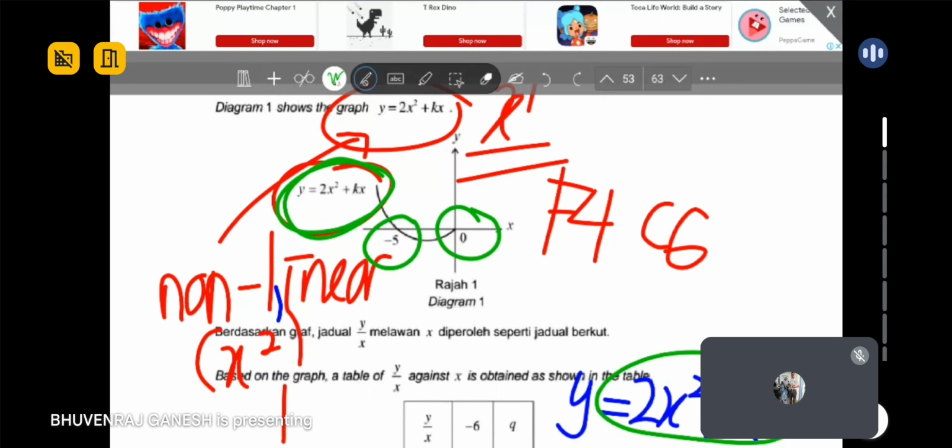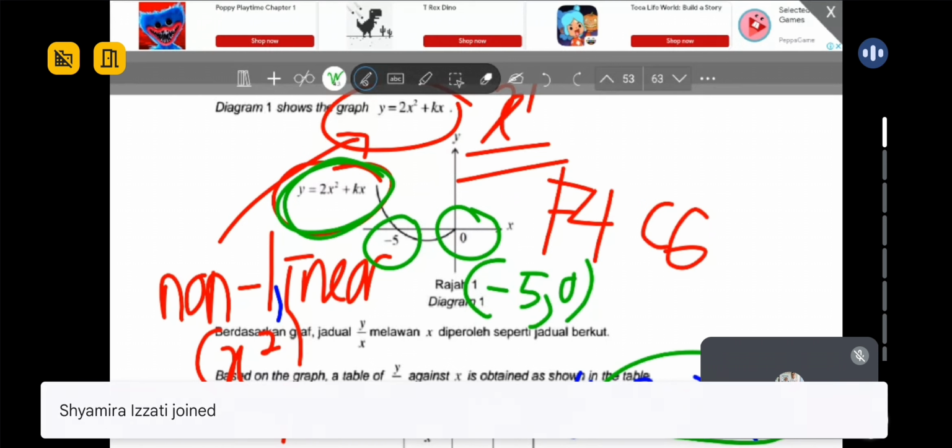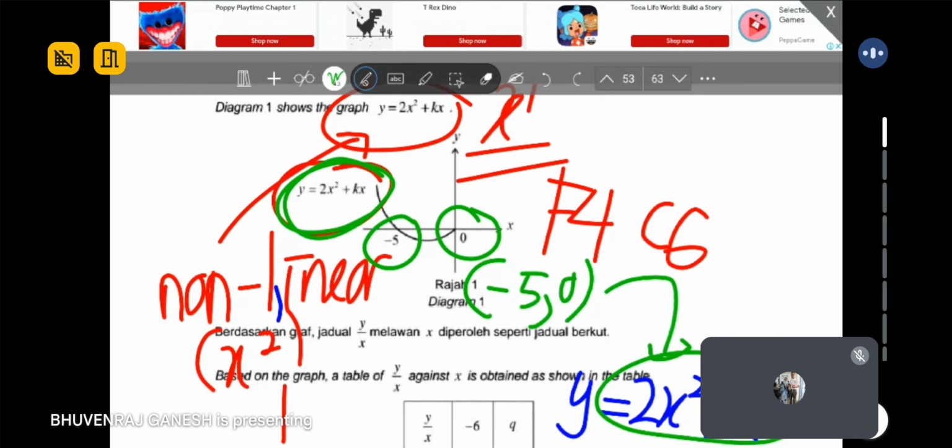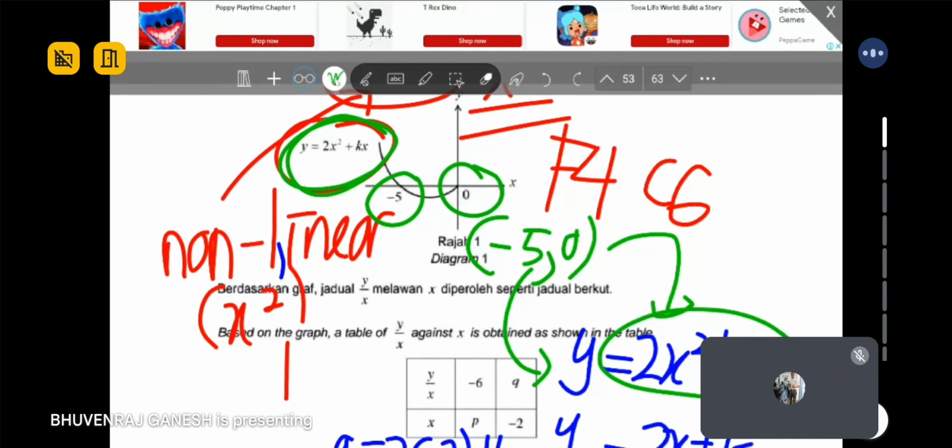Faham tak? So contoh, kamu boleh gantikan negatif 5, kosong. So X sama dengan negatif 5, Y sama dengan kosong. Okay, so you just substitute inside here lah. Okay, gantikan dalam X and Y. Then kamu boleh dapat nilai K. Faham tak? Okay, you just solve the equation for the K value.